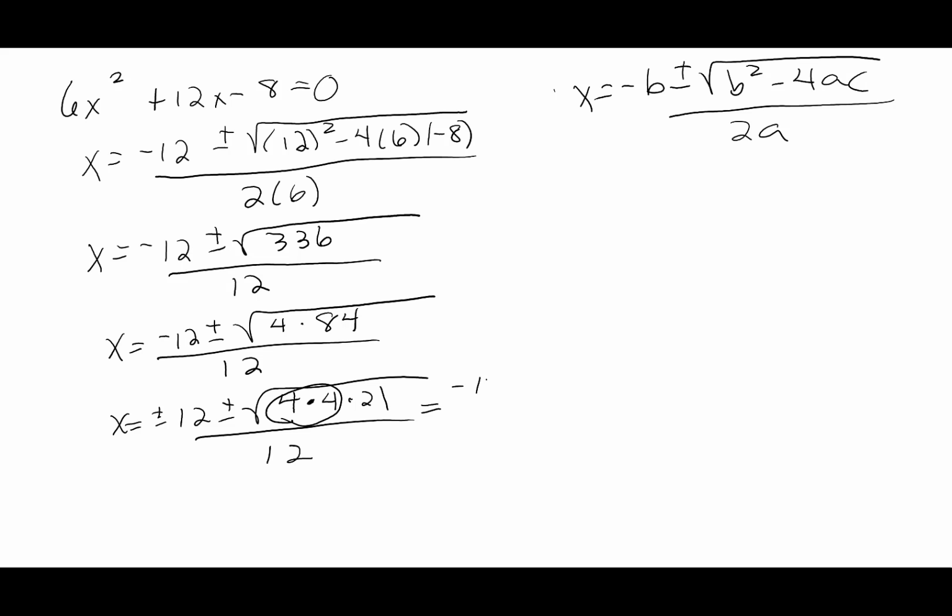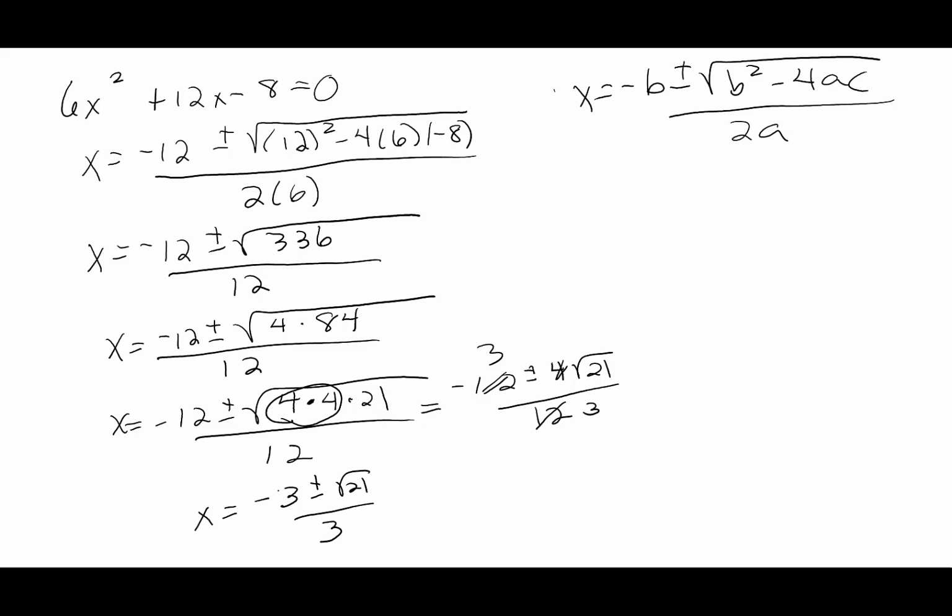So what do I have? I have -12 plus or minus. The 4 came out. I have the square root of 21 over 12. So I could divide by 4. This would be 3. That would be gone. This would be 3. So now I have x is equal to -3 plus or minus the square root of 21 over 3.